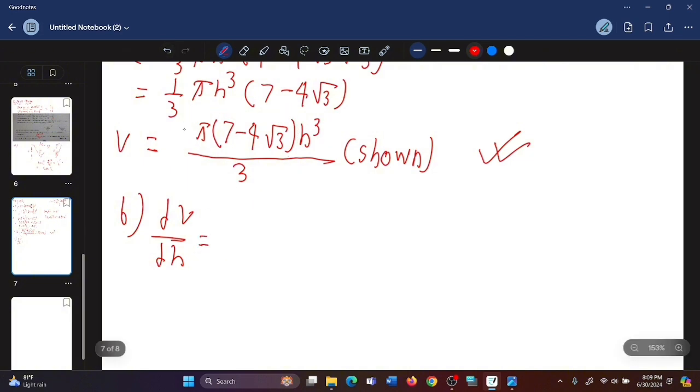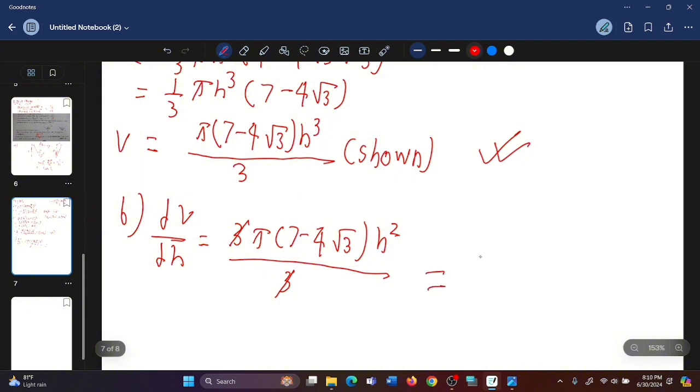If we bring 3 in front, the 3 and 3 get cancelled out. 3 pi (7 minus 4 root 3), and we subtract 1 from the power. That is 3 minus 1, it becomes 2. And we have a 3 in the bottom, so this 3 and this 3 get cancelled out. So we end up with dV by dh, that is pi (7 minus 4 root 3) h squared. There is nothing in the denominator, as we cancelled out the 3.